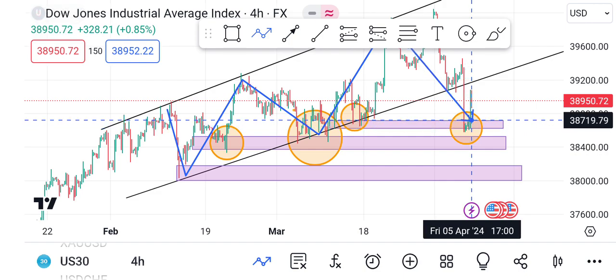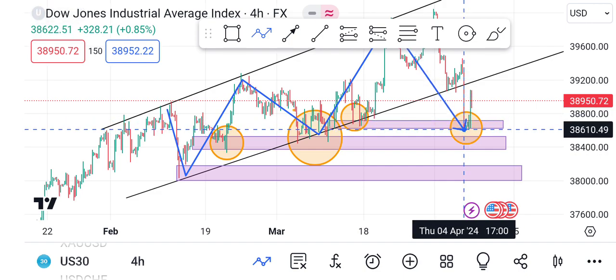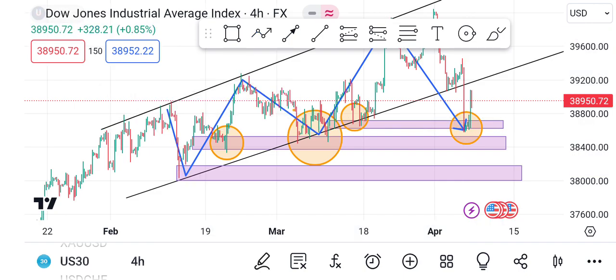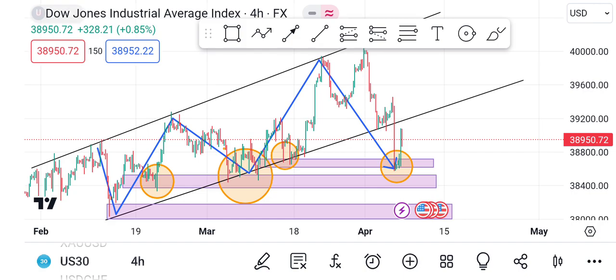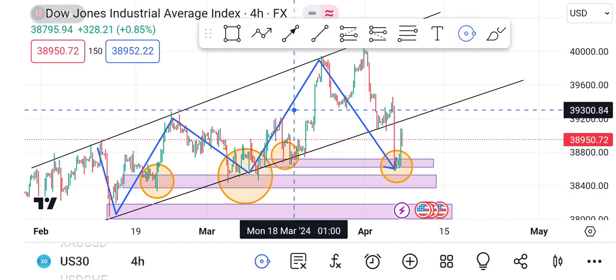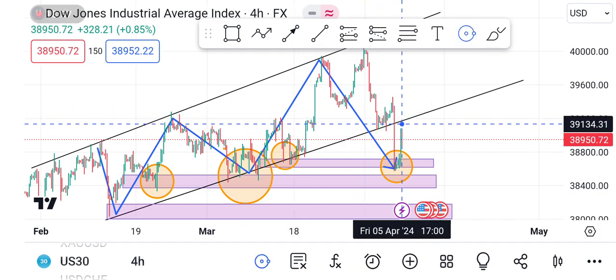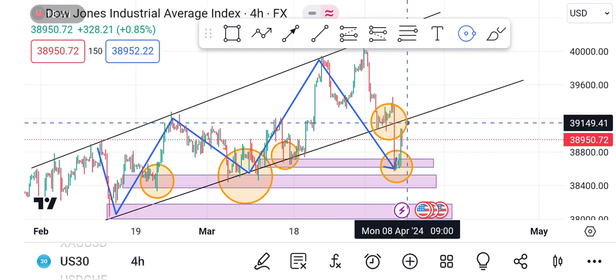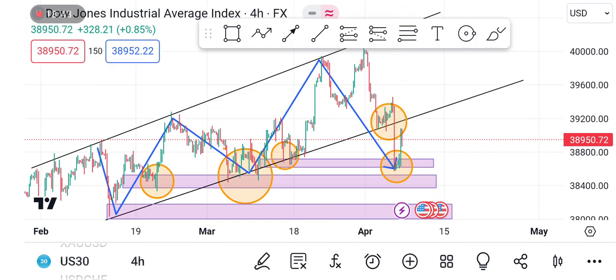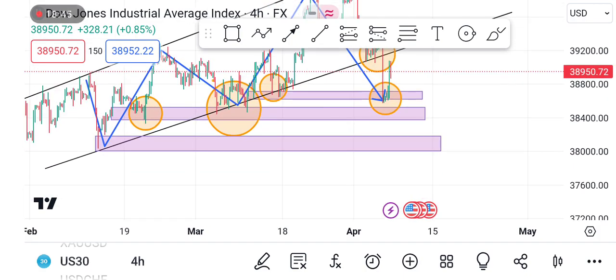Now it broke out to the particular level. And what is price trying to do? It's trying to retest. Price is actually trying to retest this level. So here we have the breakout. The breakout there. Then price is actually trying to retest back to the level.